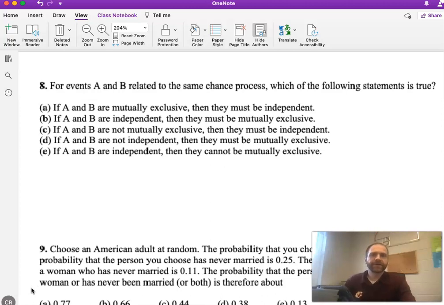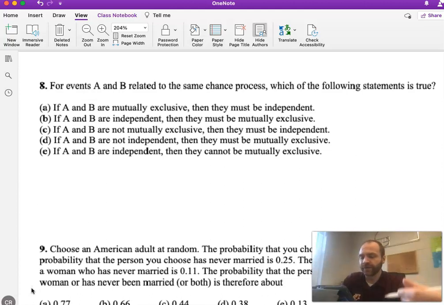Last video in the Chapter 5 Practice Test series, and we are looking at questions 8, 9, and 10. Now, number 8 is a throwback. We covered this one back in the original lesson, and it talks about which of the following statements being true, and it's really this idea of mutually exclusive versus independent, and how mutually exclusive does not equal independence.